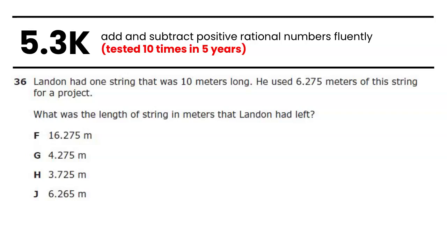And so what I see here is that I have a string that is 10 meters long, and I'm going to be subtracting from that 6.275. So I know that even though this 10 does not have a decimal, every whole number has a decimal after it. And then I can add as many zeros to the end of that number after the decimal place as I need to. And so in this particular case, because I'm subtracting 6.275, I need to have 3 zeros after my 10. Then I can effectively put 6.275 down with the decimals lined up exactly the way they should be.